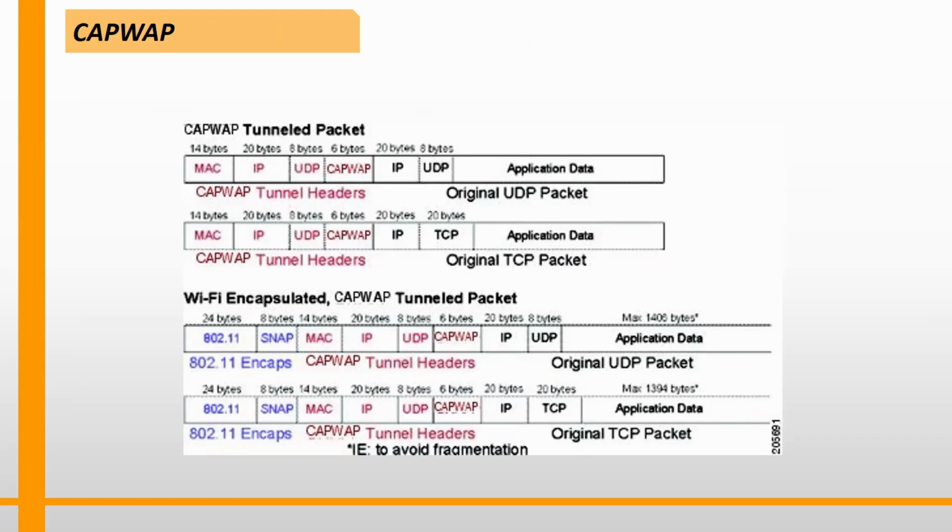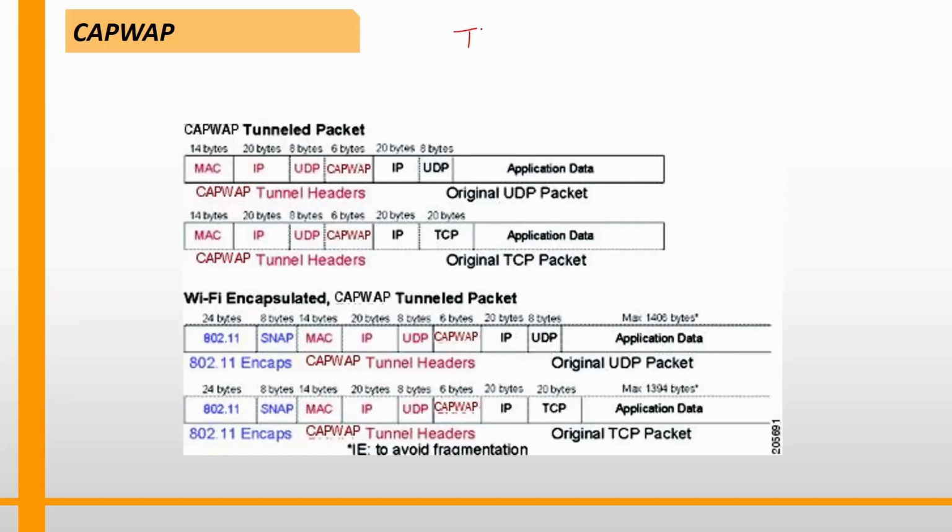So this is the CAPWAP tunneled packet. This is how it looks. The image is a little blurred, but I hope you can make out what is written here. The 14 bytes of MAC, 20 bytes of IP, 8 bytes of UDP headers, and then we have the 6 bytes of CAPWAP. So CAPWAP, you can see, is sitting above the UDP.